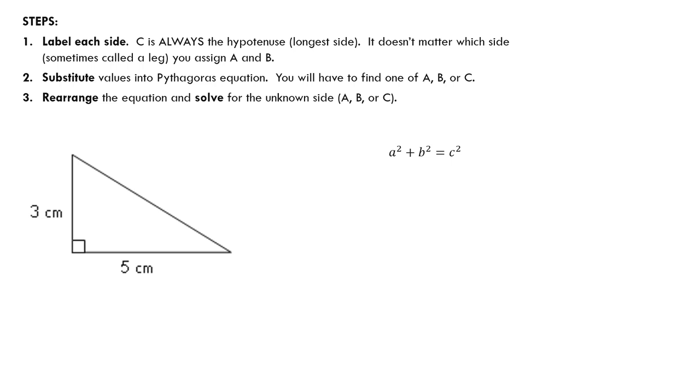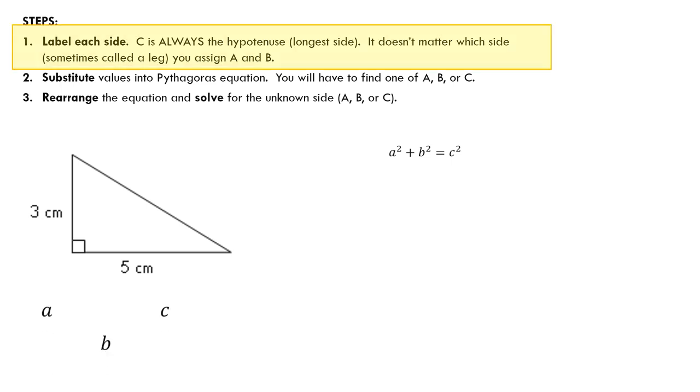In this example, we're going to label each side. Again, C is always the hypotenuse, the longest side, or the side directly across from the right angle. For the other sides, it doesn't really matter whether we call them A or B. We can put them in either order. Doesn't really make too much difference. So let's label each side, A, B, and C.